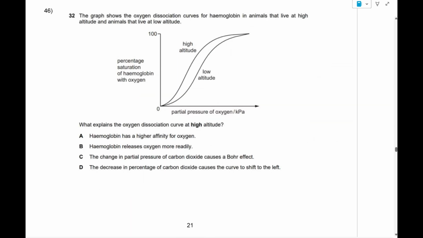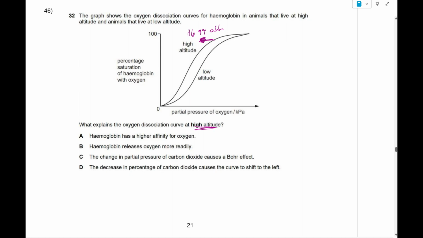and the answer is going to be C. Question number 46. The graph shows the oxygen dissociation curves for hemoglobin in animals that live at high altitude and animals that live at low altitude. What explains the oxygen dissociation curve at high altitude? Now, when the curve actually shifts to the left, this means that hemoglobin has a higher affinity to oxygen. Therefore, this means that a lower partial pressure is needed for hemoglobin to be at the same saturation.